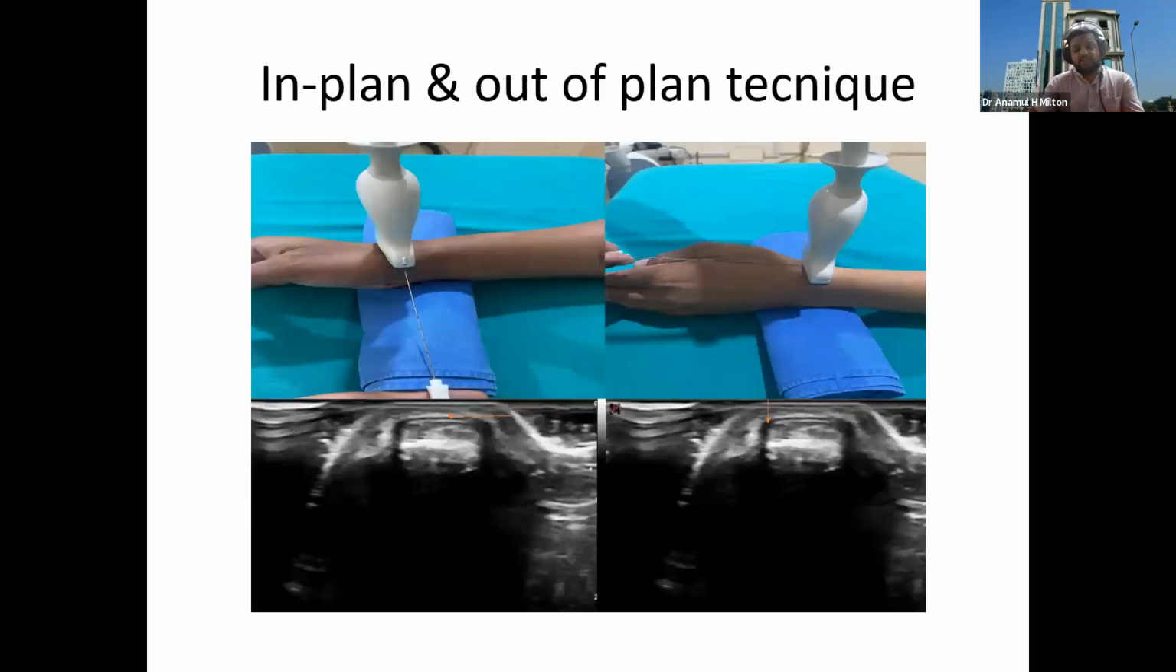Okay. So you can go either by the short axis or by the long axis. If you are in the short axis view of the tendon, the needle comes, and you can see the whole length of the needle.